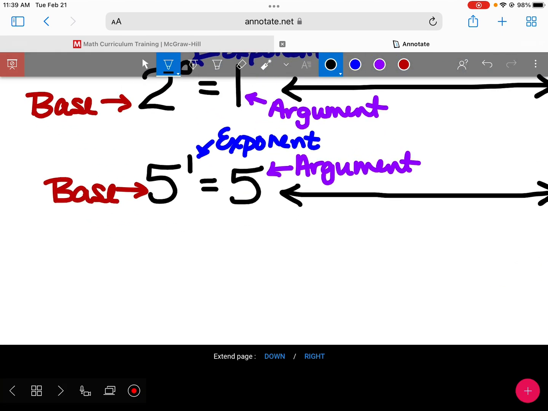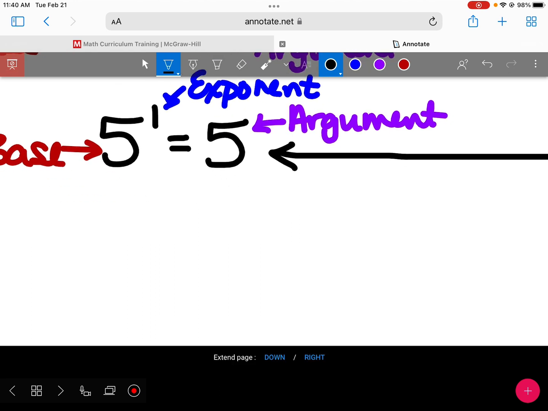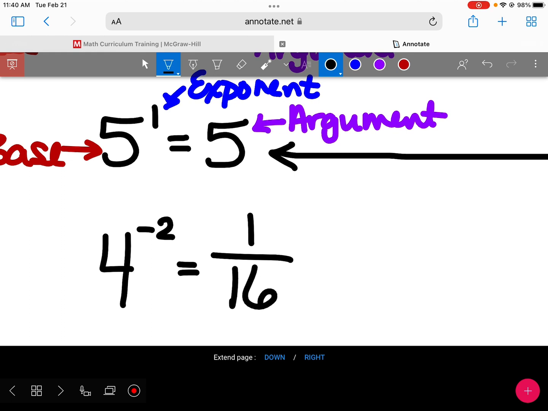I want to do one last example like this. Let's do 4 to the negative 2. Whenever I have a negative exponent, what happens? It turns into a fraction. So this would be 1 over what? I have 4 to the negative 2. No, not 4 over 1. 16. 1 over 16, because it's 1 over 4 squared.